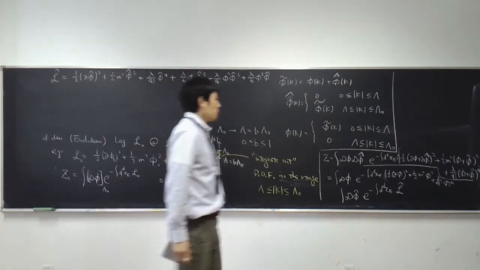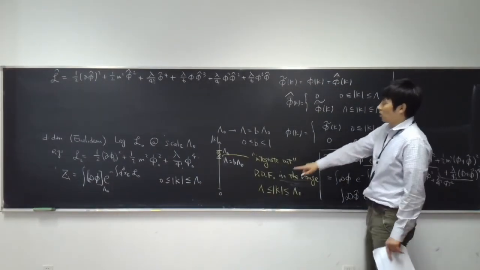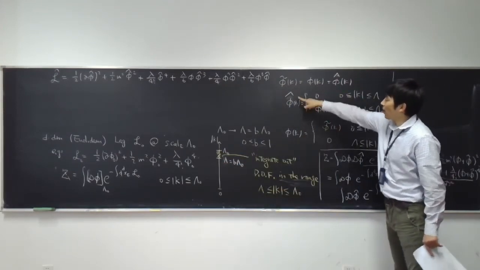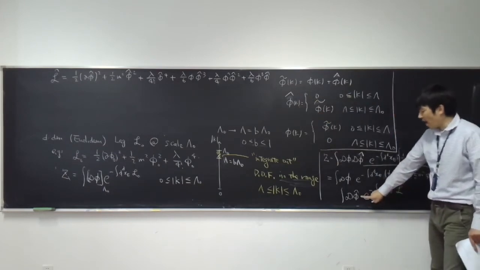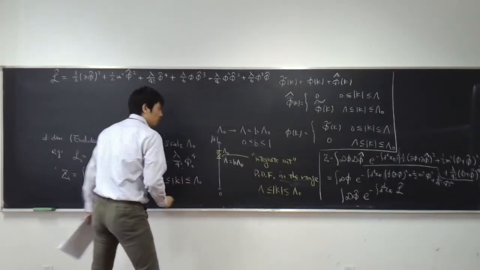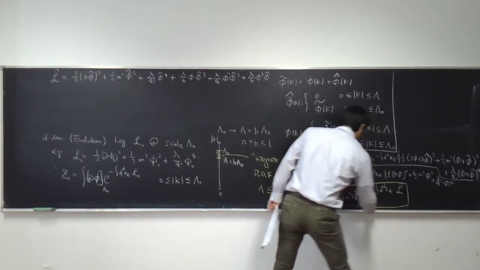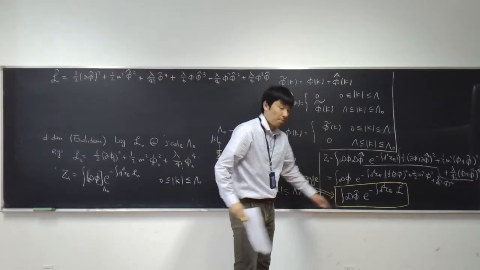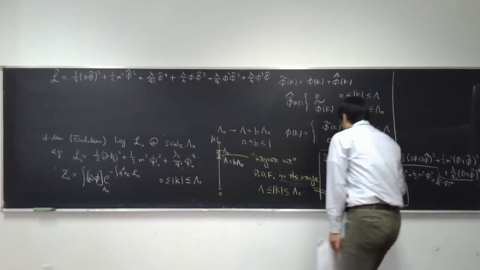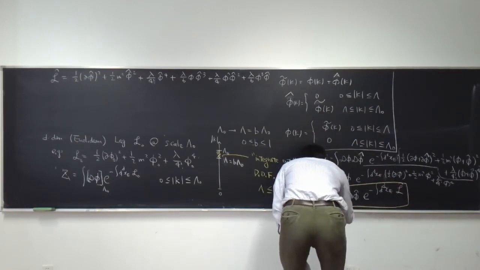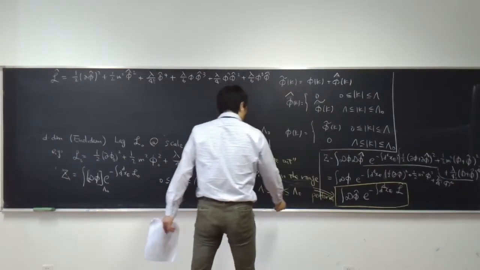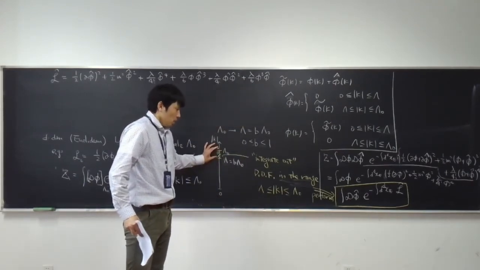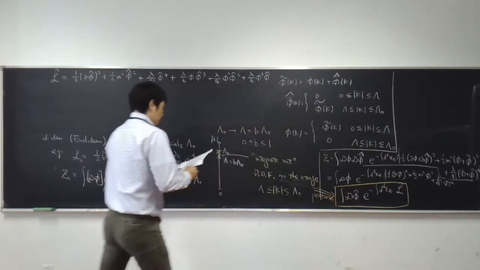Okay, so I just decomposed the modes from 0 to lambda and from lambda to lambda naught in the following way, the phi and the phi hat. And what we want to do is just integrate out. Integrating out means you just want to perform this path integral. Carry out the integration over the high momentum modes in the path integral. And that's what we want to do.